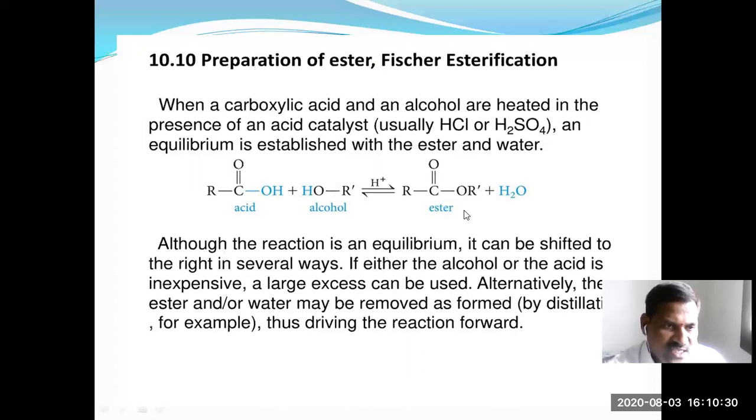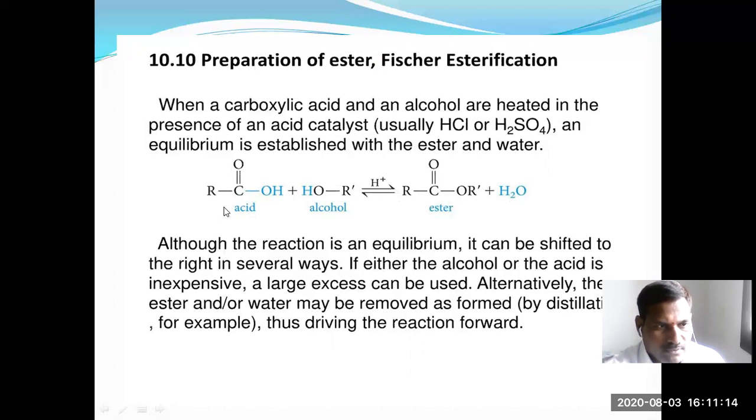The formation of ester is called the esterification reaction. When an ester reacts with water, we get the acid and alcohol. That reaction is called the ester hydrolysis reaction. In this, an equilibrium is there, with a forward reaction and a backward reaction. The forward reaction is the esterification reaction. The backward reaction is the ester hydrolysis reaction.